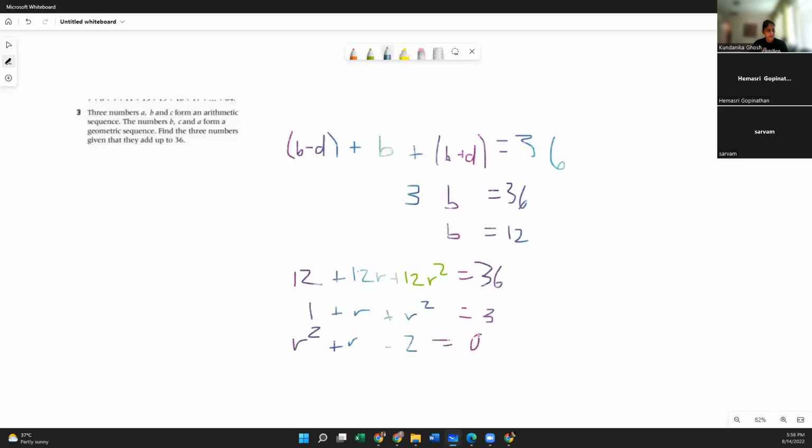You can kind of look at this and just go, what two numbers multiply to make -2 and add to make +1? It's just +2 and -1, right? So you have R plus 2 times R minus 1, right?